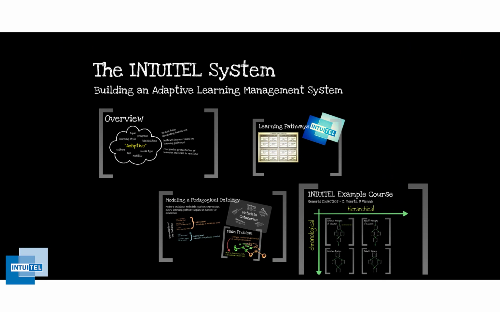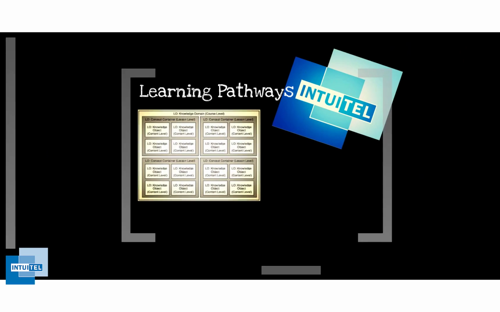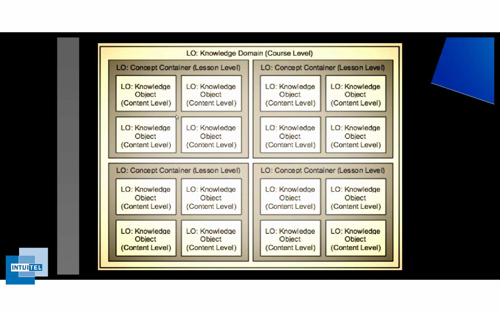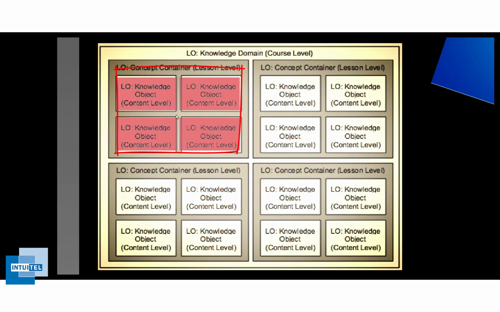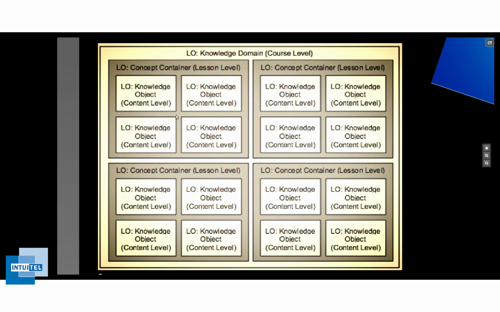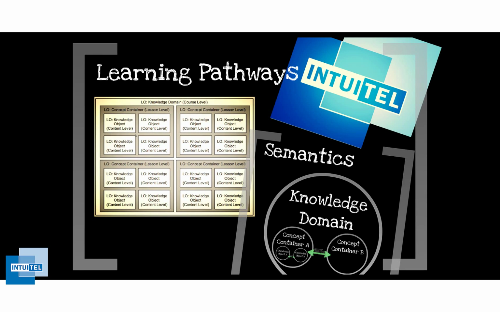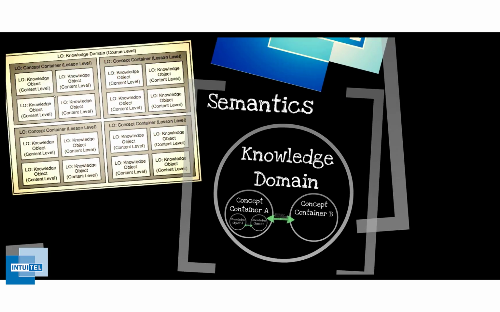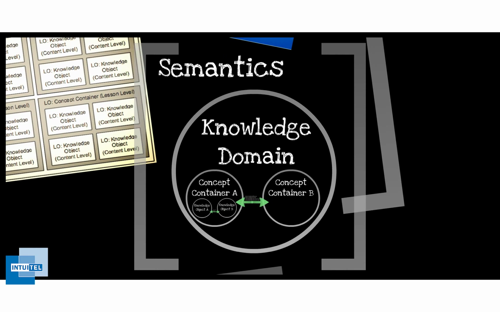Now let us see how the pedagogical ontology is concretely implemented. The knowledge domain equates to a course. A course contains so-called concept containers, representing lessons belonging to a course. Within the concept containers, we have atomic learning objects representing the concrete content. These elements are interconnected by particular semantics. On the macro level, we have knowledge domains containing concept containers.